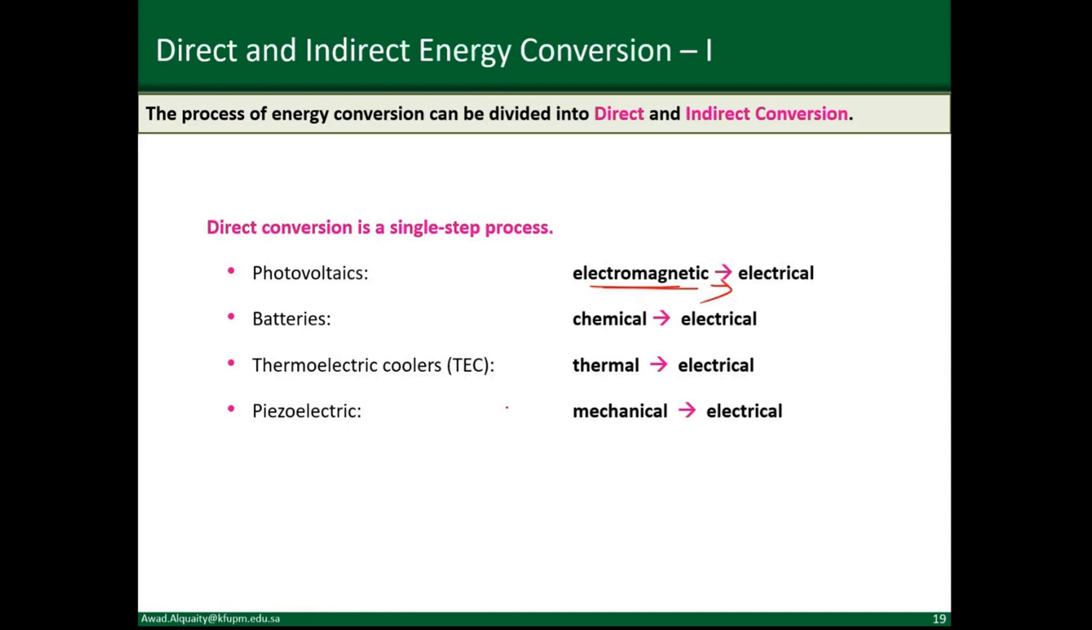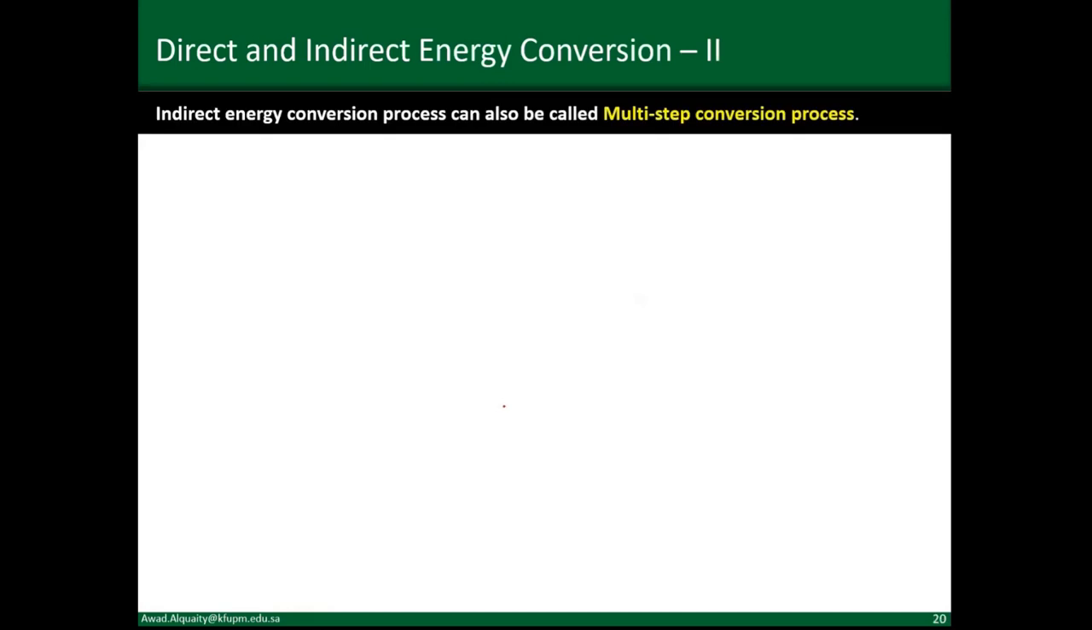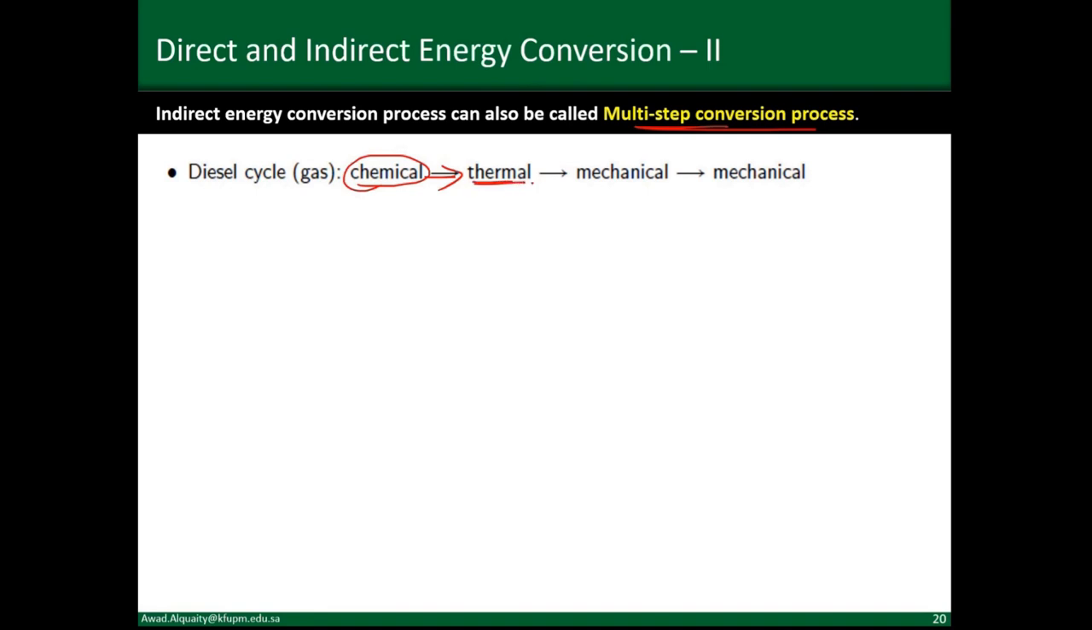Now, these are, of course, very interesting and very useful devices, but these are usually the minority. The majority of the devices that we have around us are what are called indirect energy conversion devices, or they have a multi-step conversion process. Okay, so let's take, for example, a diesel powered bus or a diesel powered truck, right? So what happens in that is the chemical energy in the fuel gets converted to thermal energy because of combustion. Now this thermal energy then drives the piston up and down.